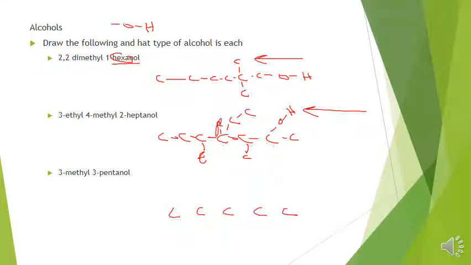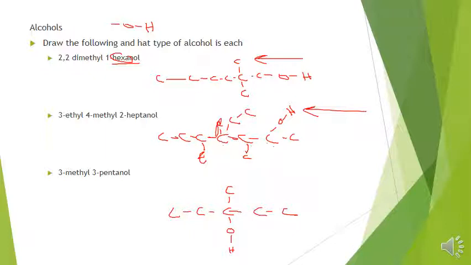Okay, 3-methyl-3-pentanol. So I draw 5 carbons: 1, 2, 3, 4, 5. And the hydroxyl comes off number 3. You could put it off the top or the bottom, and it also has another methyl coming off right here.